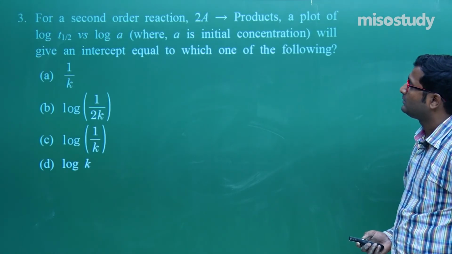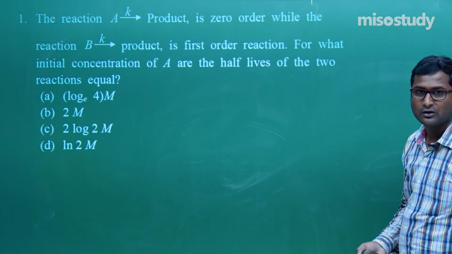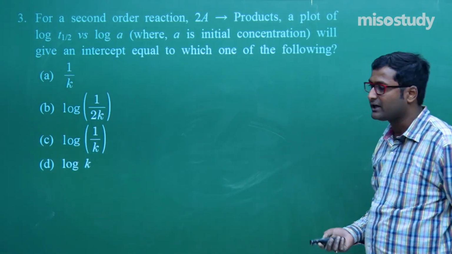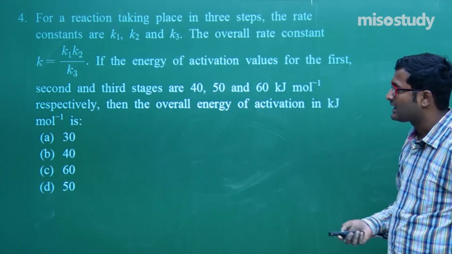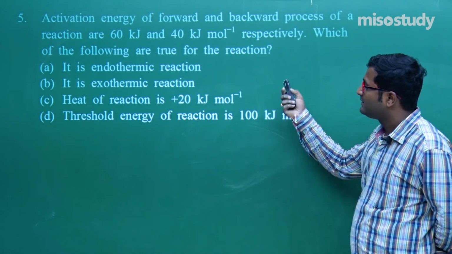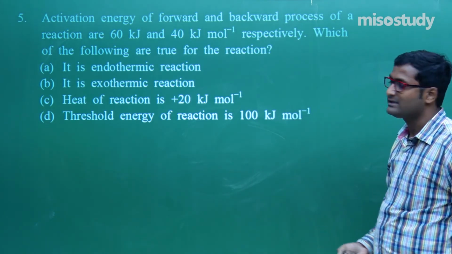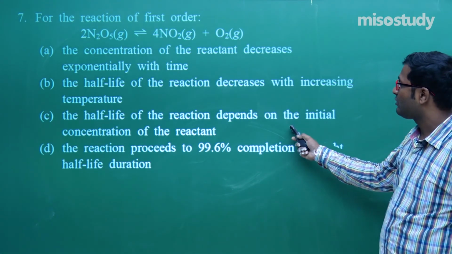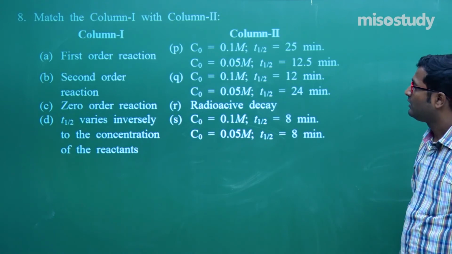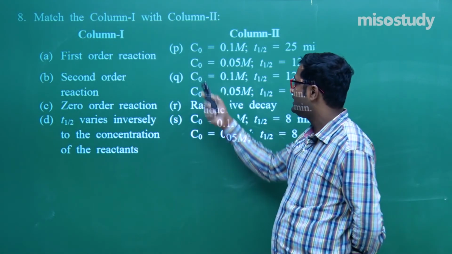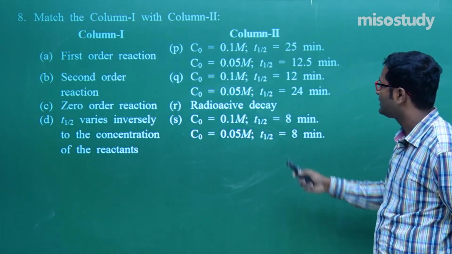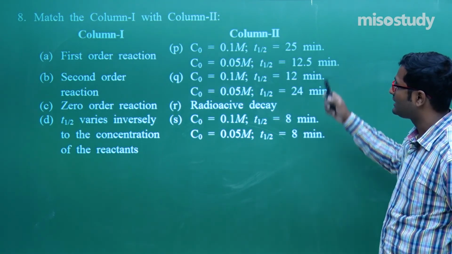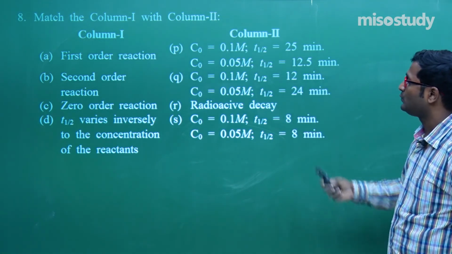For question number 1, A is the correct option. For question number 2, B is the correct option. For question number 3, D is the correct option. For question number 4, A is the correct option. For question number 5, endothermic, A, C and D are the correct options. For question number 6, zero order. For question number 7, this one is wrong, A, B and D are the correct options. For question number 8, I have discussed: P, and in this case first order, R and S. For second order, Q. For zero order, P. For D, Q.